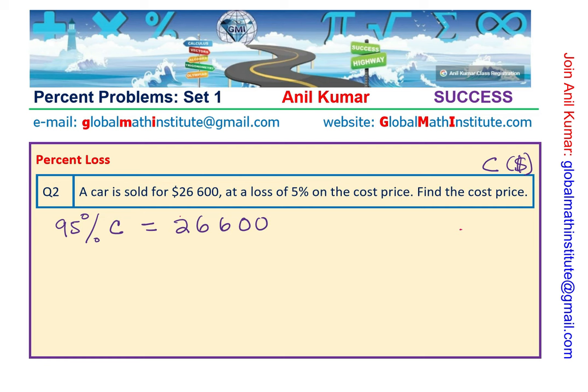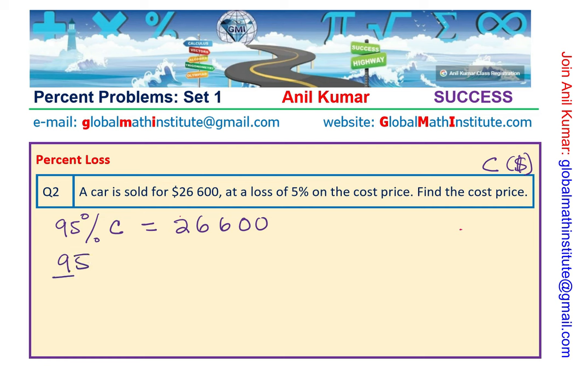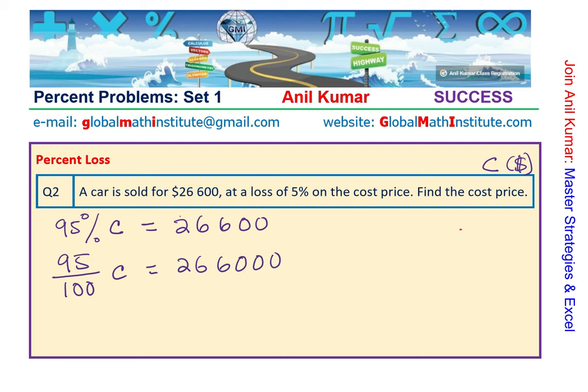5% loss. You could have written cost minus 5% and then done those four steps and get to this result also. 95% is 95 over 100, right? So 95 over 100, right? This is an additional step which I am showing you. We'll avoid this in the next example, which is 0.95C equals 26,600. Correct.